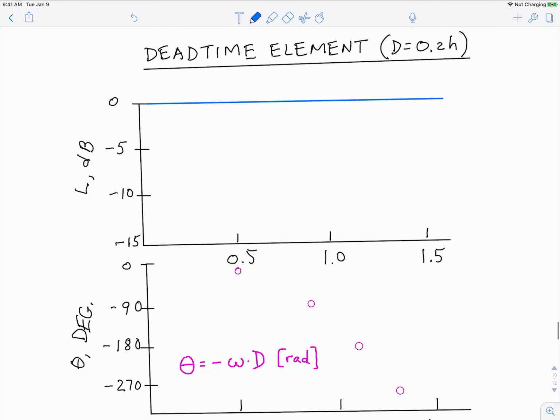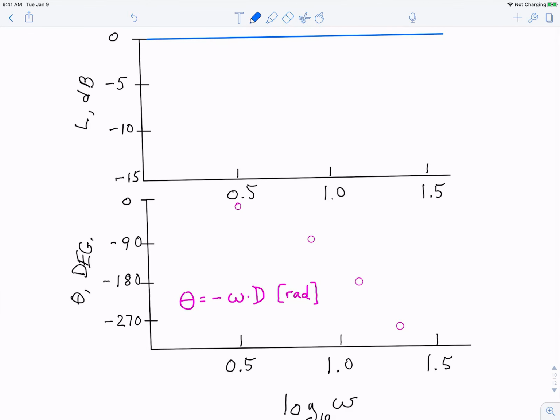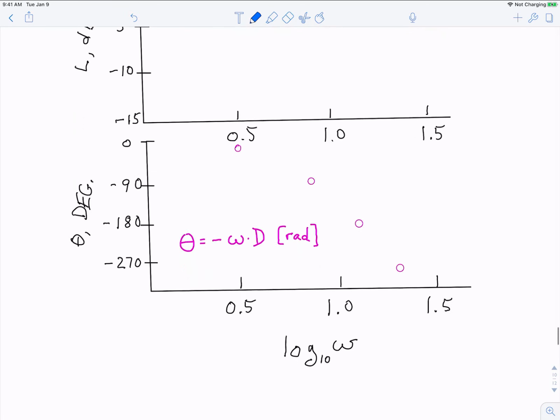So the plot I have is for a dead time element of 0.2 hours in this case, and you can see that the phase angle dips down pretty far and pretty fast with frequency. So even at the low frequency, the phase shift starts to be significant, and that has great implications for feedback control.